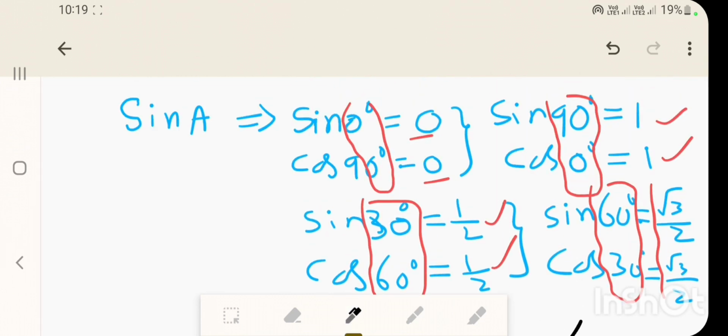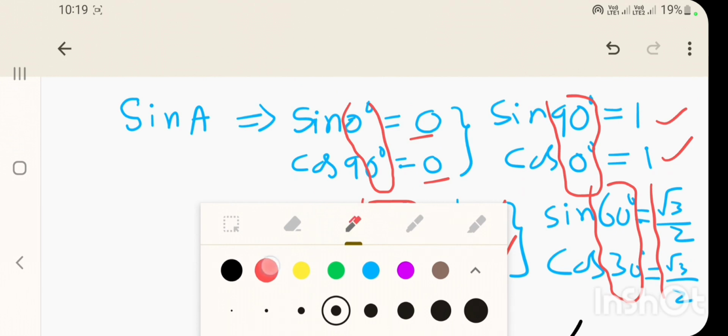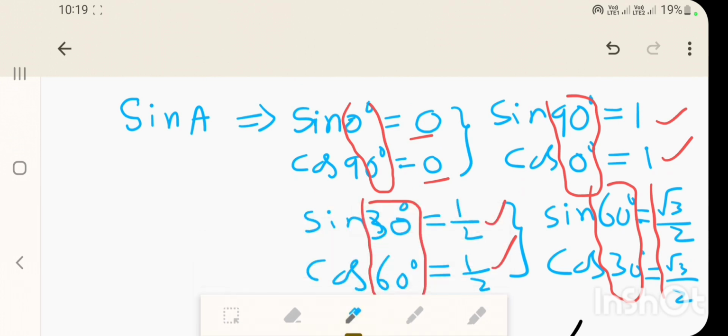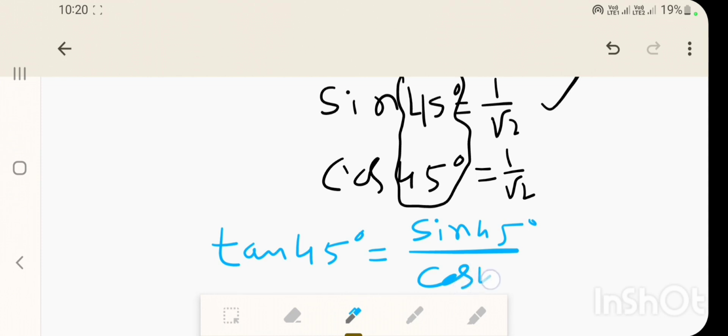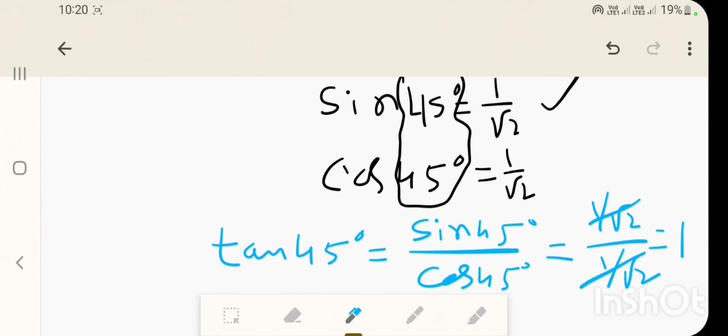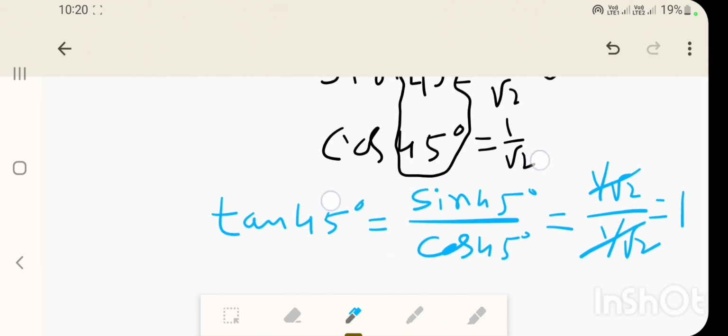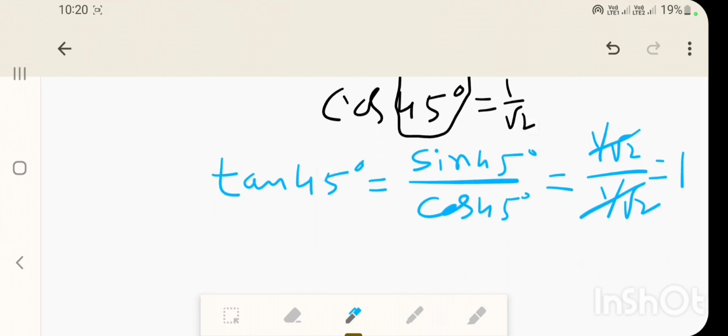Now if you want to have the values for tan 30 or tan 45, first we'll see tan 45. Tan 45 degrees is nothing but sine 45 degrees by cos 45 degrees. The values 1 by root 2 by 1 by root 2 will get cancelled and we get 1. So tan 45 is a very important value. Tan 45 degrees is equal to 1.